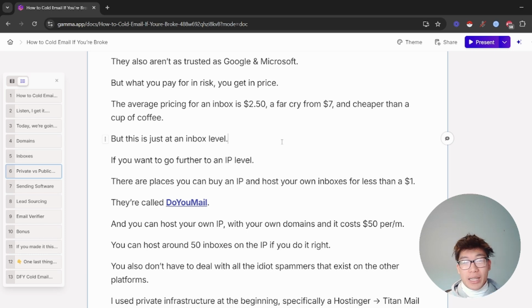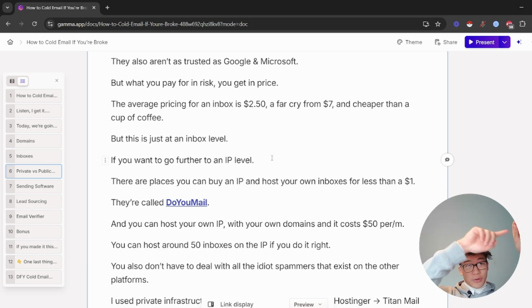So this is just at an inbox level. If you're buying inboxes from public or private infrastructure, you're going to have to pay for the inboxes. But if you want to go further and actually own the inboxes and not pay for them, you can purchase IPs. The way it works is when you send an email, IPs have to interact with each other. It goes from IP to IP, and then from IP to inbox. So if you own the IP and there's no one else on it, then if you land in spam or anything goes wrong, or even if stuff goes well, that's all on you. So you know the cause of the problem.